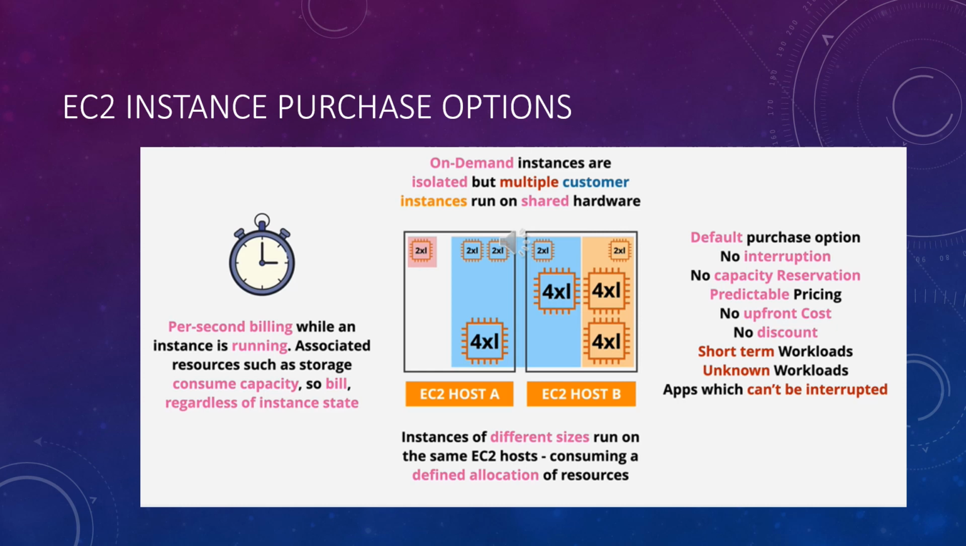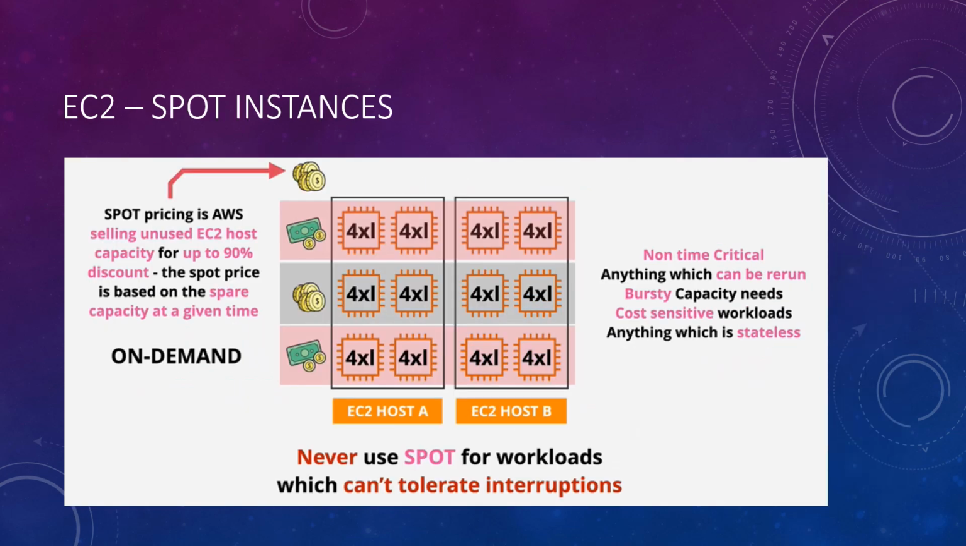So that's why some people prefer reserved instances, so they get a discount. On-demand is great for short-term workloads, especially for testing workloads, for unknown workloads also, and for apps that cannot be interrupted. So if you never want your app to be interrupted, this is probably the option for you. So for spot instances, things are different.